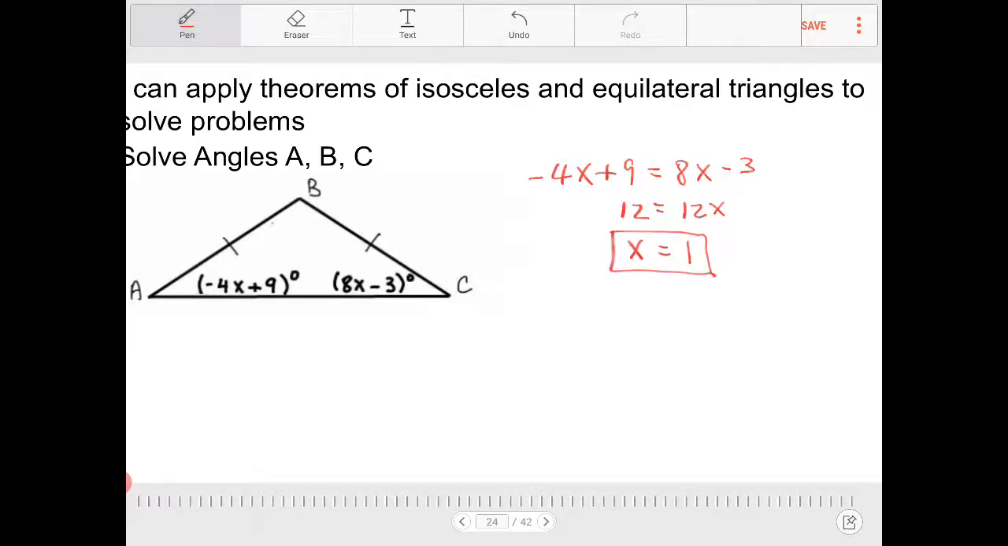If x is equal to 1, then angle A will equal negative 4 times 1 plus 9, which is equal to 5. I don't know what angle B is yet, but I know that angle C is going to be the same as angle A, which is also equal to 5. And then lastly, if both A and C are 5 apiece, angle B must be 170, because all three of them must add up to 180.